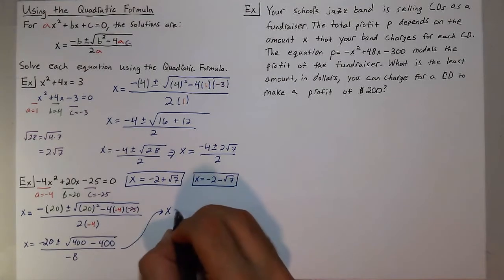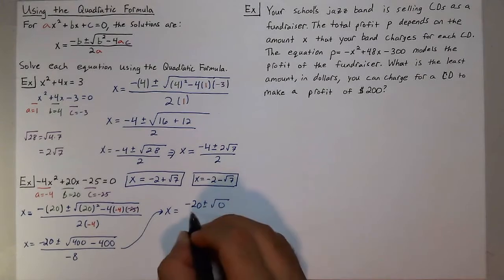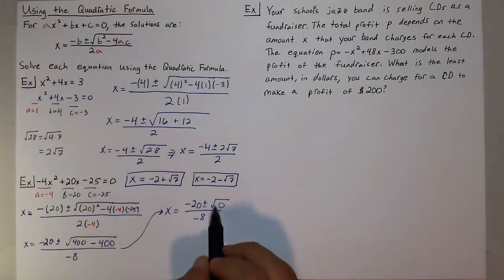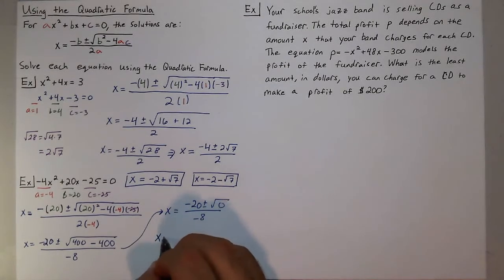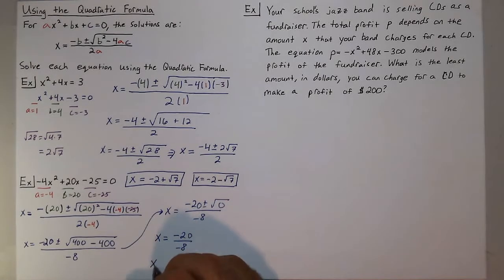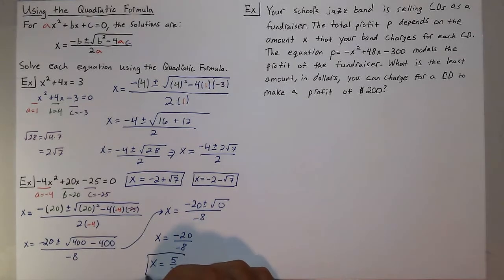which would be x is equal to negative 20 plus or minus the square root of 0 all over negative 8. But square root of 0 is just 0, so plus or minus doesn't mean anything in this particular situation. So I only end up with one solution, which would be, each of these numbers are divisible by 4, so I can get 5 halves as my one solution.